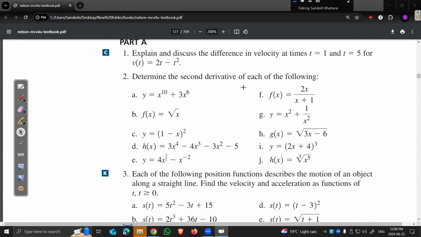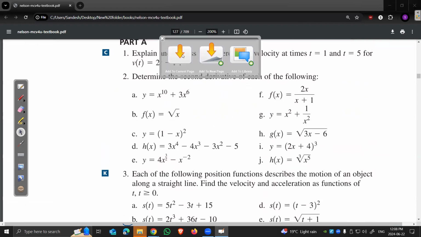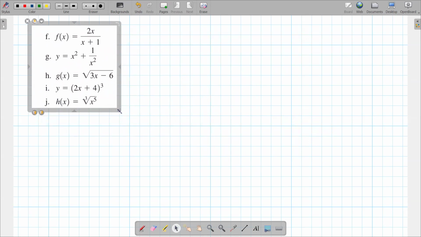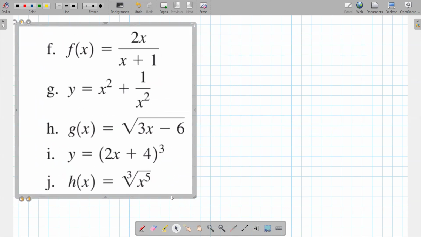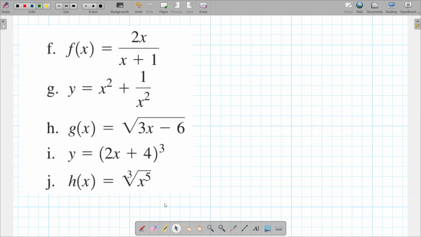Determine the second derivative. Okay. Remember, first derivative is you take it once, second derivative is you first take the derivative and then you go one more level deeper. It's a little bit annoying, but it's all good. It's manageable. So this is going to be f, this is going to be g. What do we use to solve this problem? How do you find the derivative of a fraction? You're going to use the quotient rule. Yeah, use the quotient rule.